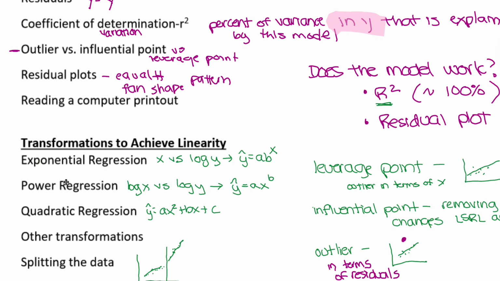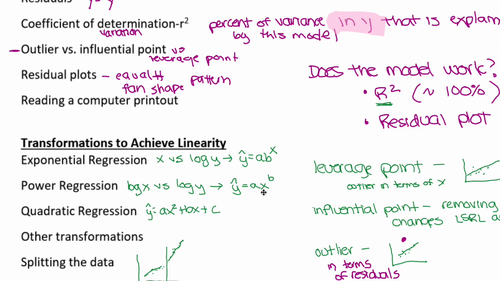Exponential regression is x versus log y, and the formula is written as y hat equals a times b to the x exponent. And power regression is log x versus log y, which is y hat equals a times x to the bth power. So be sure to notice the difference between these formulas. If it's exponential, then our variable is always in the exponent. If it's a power regression, then our variable is the base value, but our b value is our exponent.